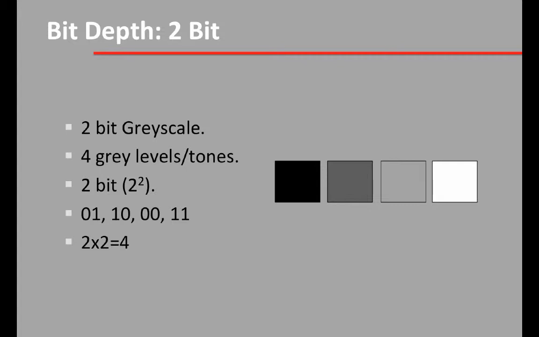The computer code is very low in resolution in the sense that it's only 2 bits. So we only have 4 variations of tone. Those 4 variations can be seen on the screen. So we've got black, grey, lighter grey, and white. They're the only 4 options that one single pixel can produce in a 2-bit image.